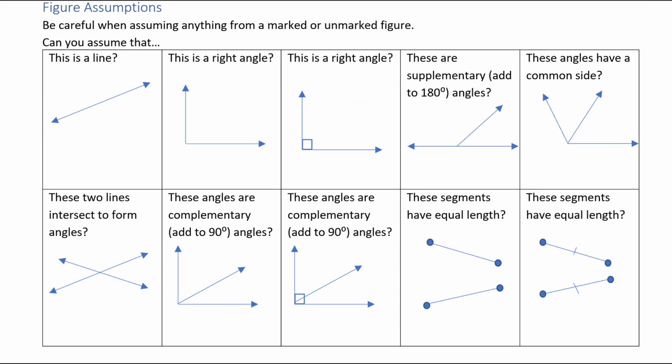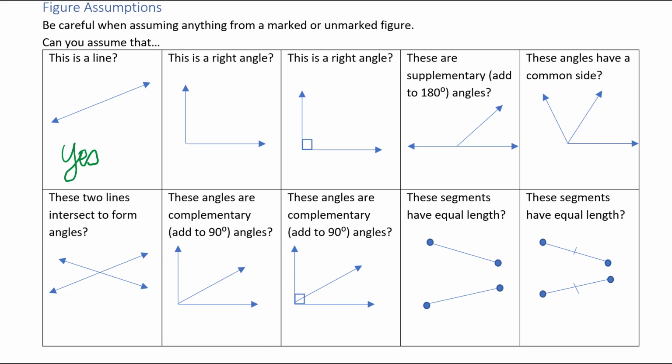Lastly, and this is an important one, you have to be careful when you're looking at a marked or unmarked figure in geometry. There are some things you're allowed to assume, and some things that you're not allowed to assume. So I just wanted to go through some of these examples here. Can you assume that this is a line? Well, yes, it is a line segment with arrows on the ends, so yes, that is a line. Okay, you can assume that.